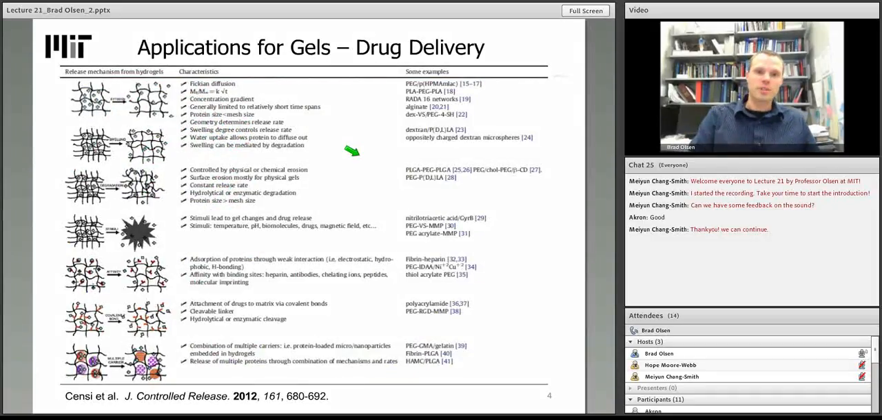Now, for a number of different reasons, gels have also attracted a wide variety of interest in advanced research topics. Many of these are biomedical research topics due to the similarity between gels, in particular hydrogels, and the native tissues in the body.